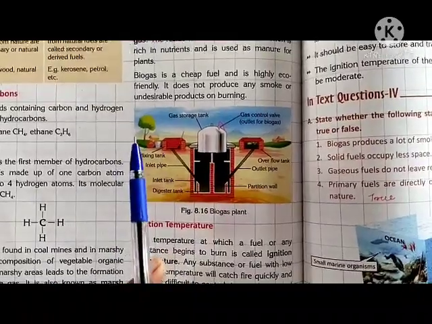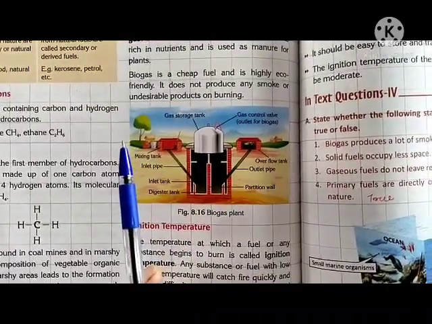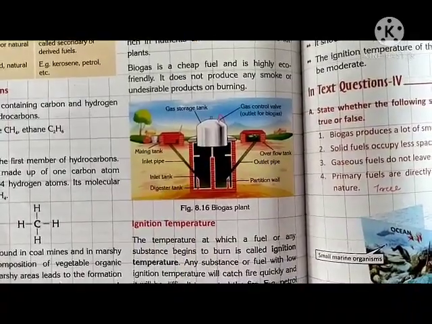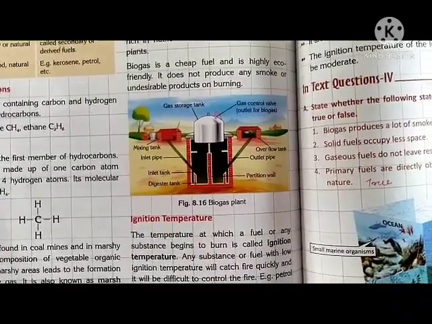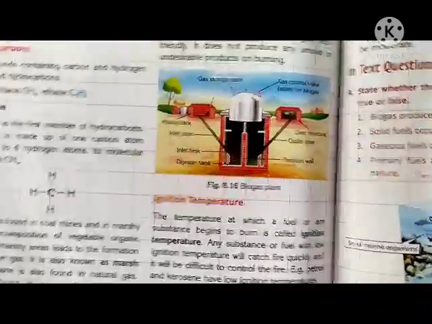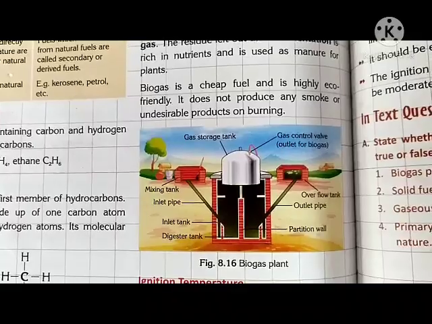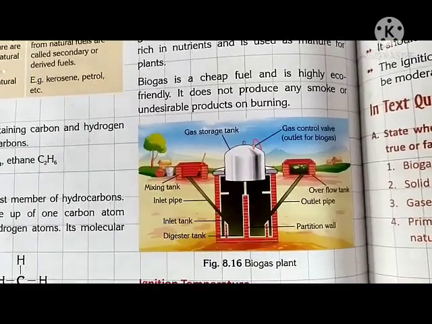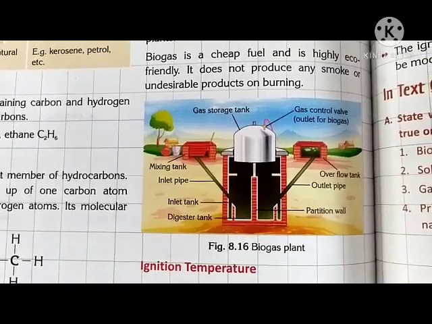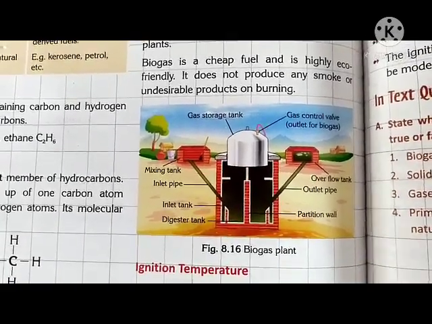Biogas is a cheap fuel and it is highly eco-friendly. The production of biogas is very cheap, as you can see, students, it is formed from very cheap products like cow dung and vegetable waste, and it is very eco-friendly also. It does not produce any smoke or undesirable product on burning because it does not produce any kind of dangerous or harmful gases.